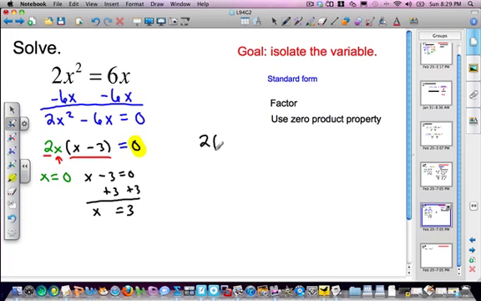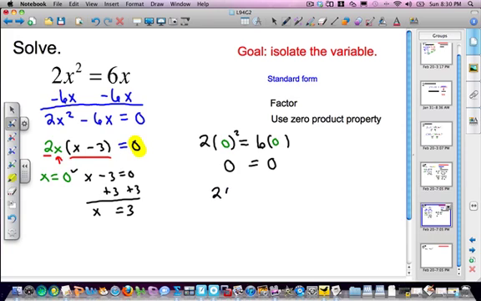2x squared equals 6 times x. And our first solution is 0. Well, 0 squared is 0, and 0 times 2 is also 0, and 6 times 0 is 0. So that was easy. Our first solution checks. Let's check the second solution.